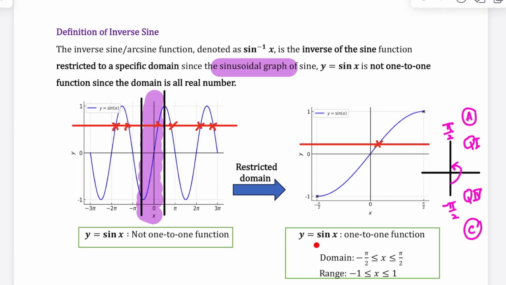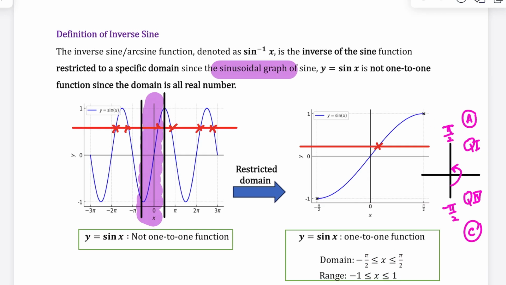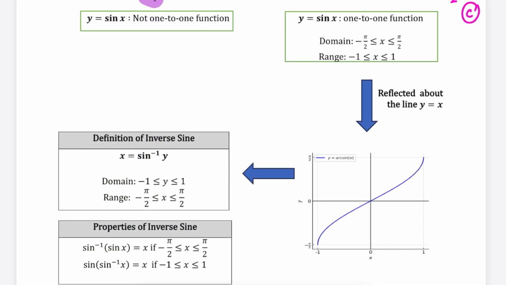Let's see the definition here. y equals sine x is a one-to-one function. The new domain is from minus pi over 2 included until pi over 2 included, while the range didn't change, it is still from minus 1 included until 1. Now we can make the inverse sine. Since this is already one-to-one, we just flip the graph. The x-axis now becomes the y-axis, and the y-axis becomes the x-axis, because this has been reflected about the line y equals x.